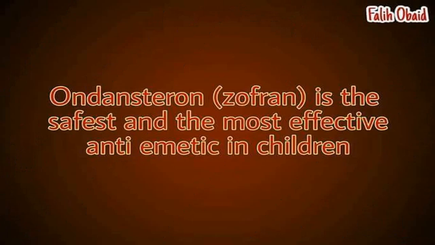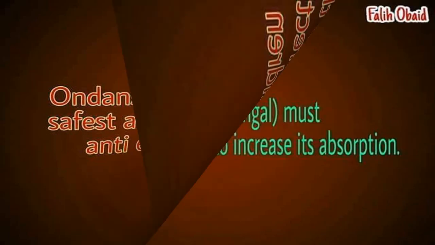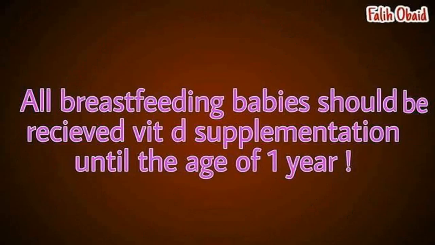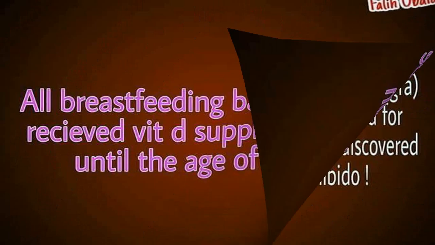Next is ondansetron, which is available in the market as Zofran, which is the safest and most commonly used anti-emetic drug in children, and it is very safe. You can use it. The next is fluconazole, which is an antifungal drug. You should always take this drug with a fatty meal. It will help to increase its absorption. The next is that all breastfeeding babies should receive vitamin D supplements until the age of 1 year, so it will be very beneficial for the babies.